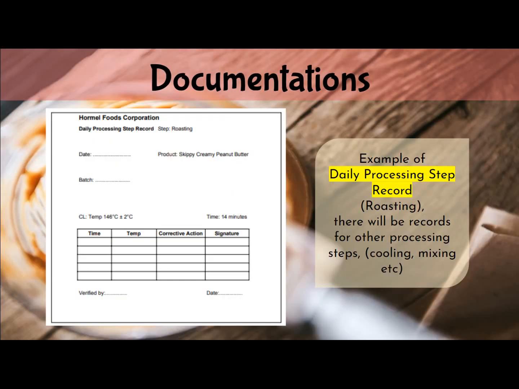Lastly is the documentation. Every single procedure in the processing of peanut butter has to be documented, and there will be many documents available, and I will show some examples here. The first one is the daily processing step record, and there will be records for other processing steps, and the example I show here is for roasting. And there are some important criteria in this document, which are corrective action and critical limits.